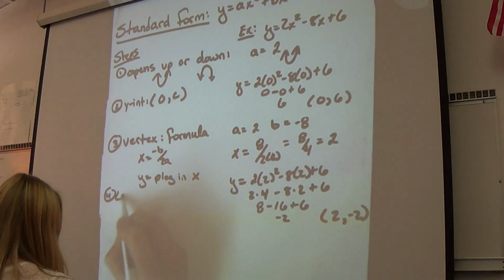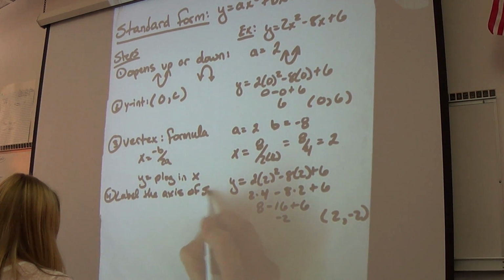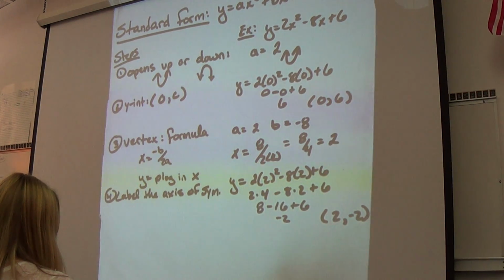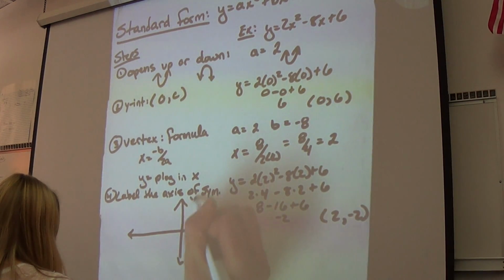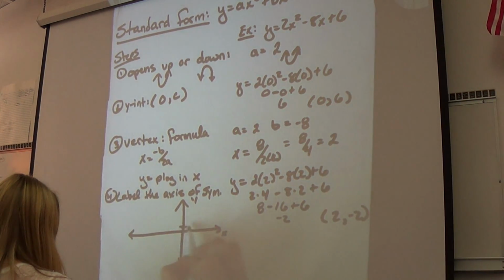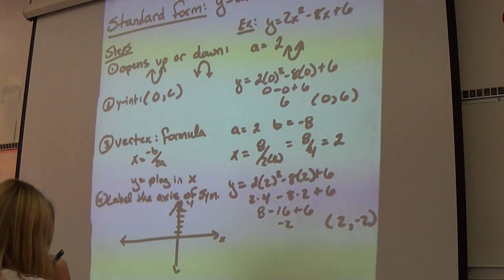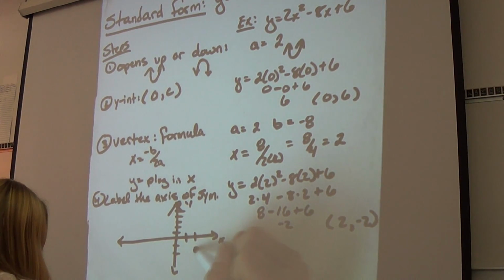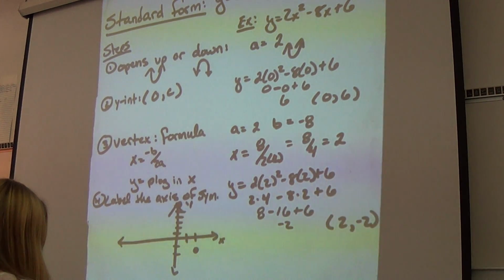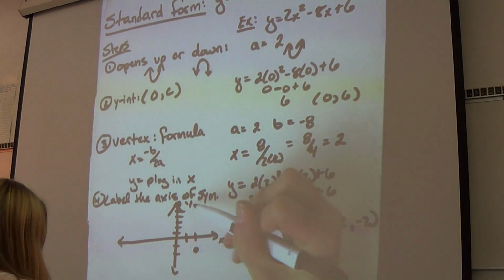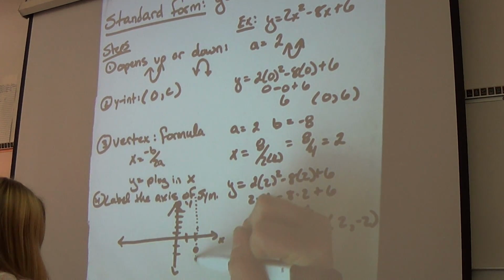The last step is going to be to label the axis of symmetry, because we're going to use that in order to graph this. So on our graph, we need to make sure that we're going up to 6 and then putting a dot. We're going to go to 2, negative 2, and put a dot. But I do not have enough dots to connect my dots here. So what's going to happen is I'm going to draw my axis of symmetry. Remember, that's a vertical line that goes all the way through the vertex.